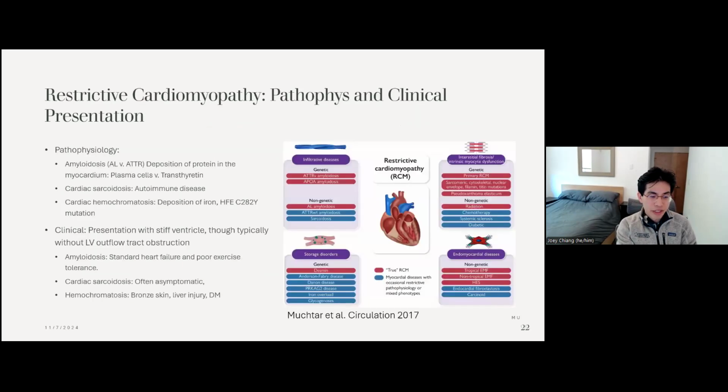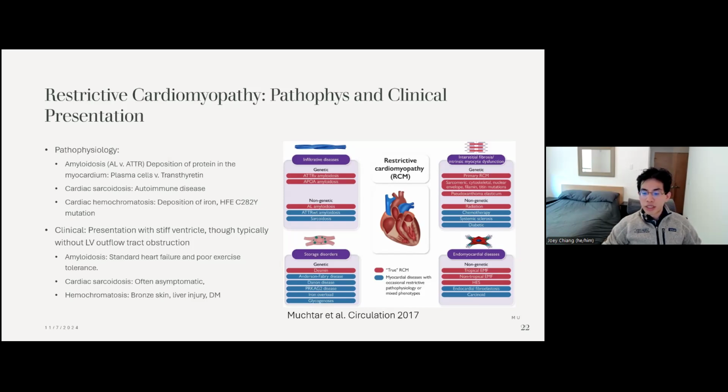This is great. So that leads us to pathophysiology and clinical presentation. As we mentioned, there's some degree of inflammatory picture that can sometimes mediate this with sarcoid. But as far as amyloid, we mentioned how you can have either AL protein or TTR ending up in the myocardium itself. And then hemochromatosis is mediated typically by a mutation in HFE genes, and you end up having deposition of iron.